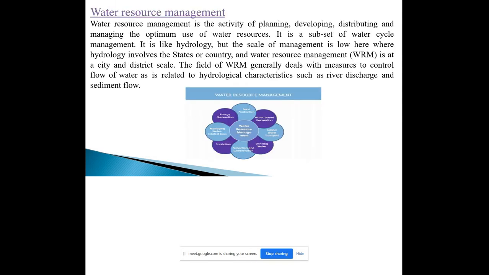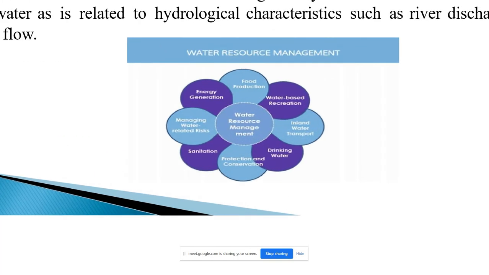What is the water resources management system? Water resource management is the activity of planning, developing, distributing, and managing the optimum use of water resources. It is a subset of water cycle management. It is like hydrology, but the scale of management is lower, where hydrology involves states or countries, and water resource management is at a city and district scale. The field of WRM generally deals with measures to control the flow of water to hydrologically characterized sites such as rivers, discharge, and sediment flow.